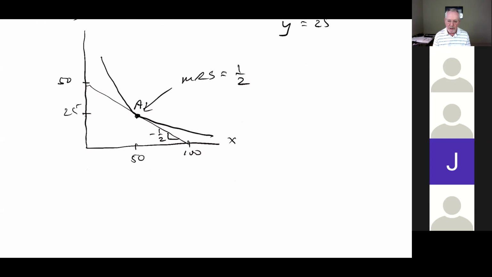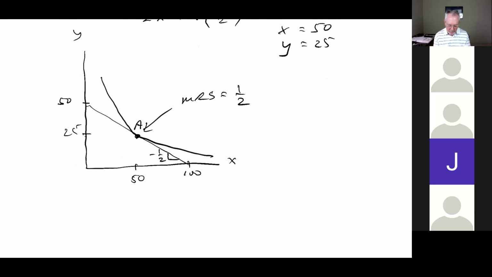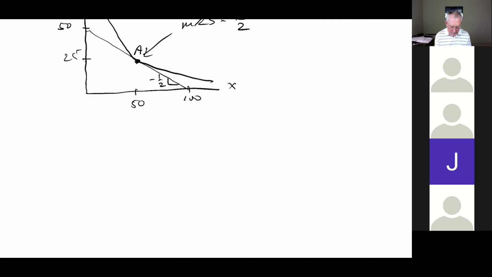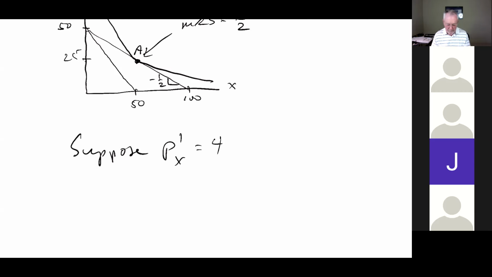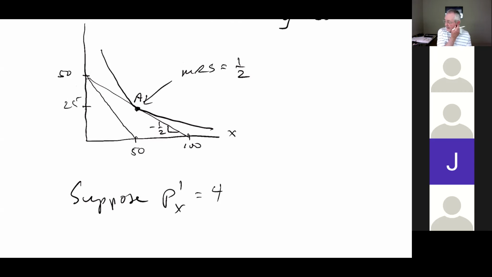Now, when we talk about a change in the price of x, let me suppose that the price of x, p prime of x, is equal to 4. So the price of x has risen. What that says is that my consumer now faces a budget constraint line that has a slope of -1. Minus 4 over 4. So in this example, my relative price of x is now 1. So that's the slope of the budget constraint line.